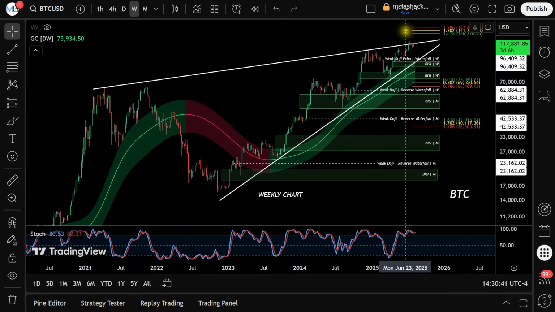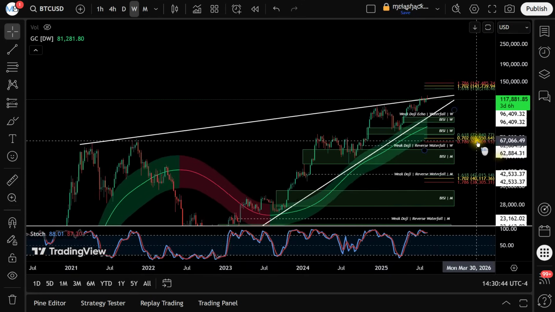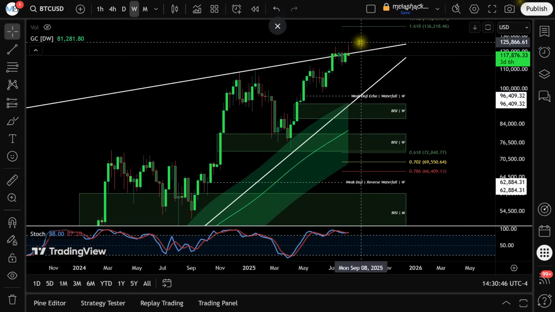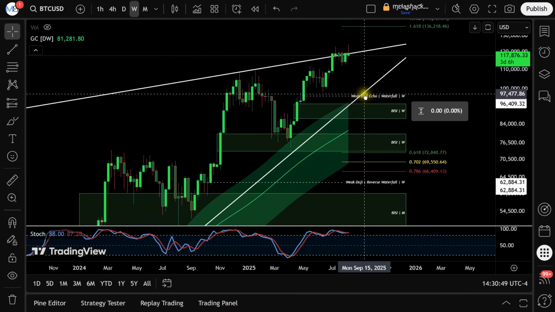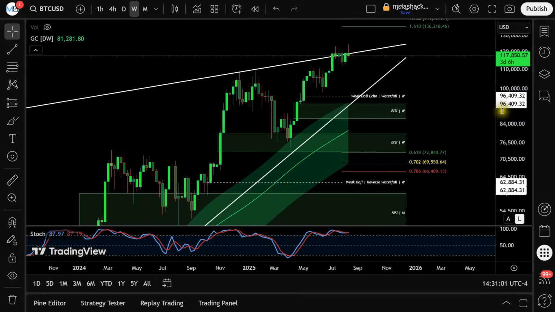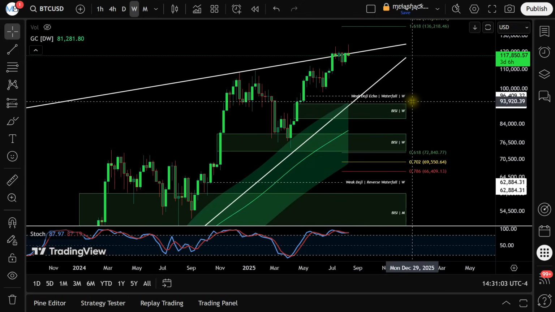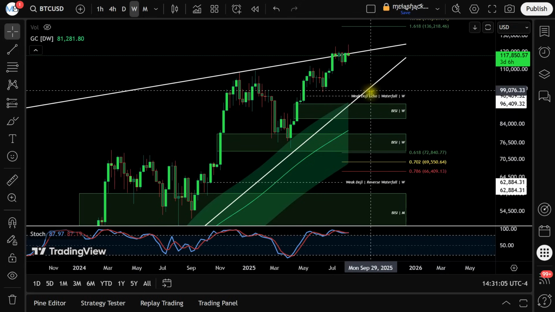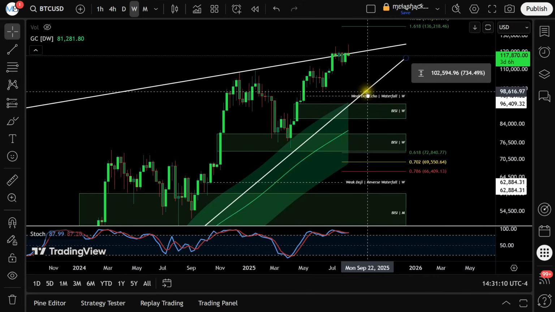I think at the very least we're going to see a pretty decent pullback at some point that's going to bring price down to right around the area of this weak Doji Echo waterfall on the weekly chart, which is sitting at 96,409 currently. Even if it doesn't quite get down to this, I think we will hit this lower trend line.